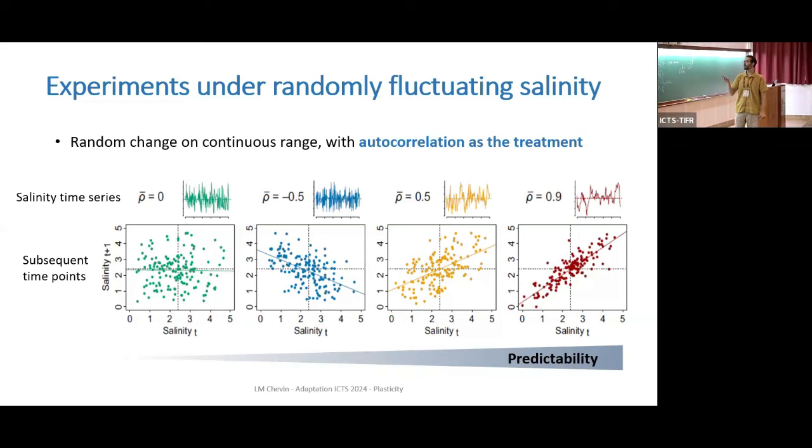So I should point out, because I don't have a slide on that, that Enrique has done experiments where it's like negative autocorrelation, right? Where it's predictable that you go from very high to very low hypoxia, and they found evolution of maternal effects in this case.